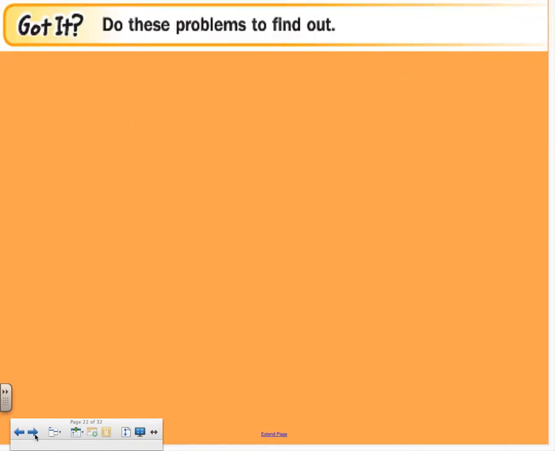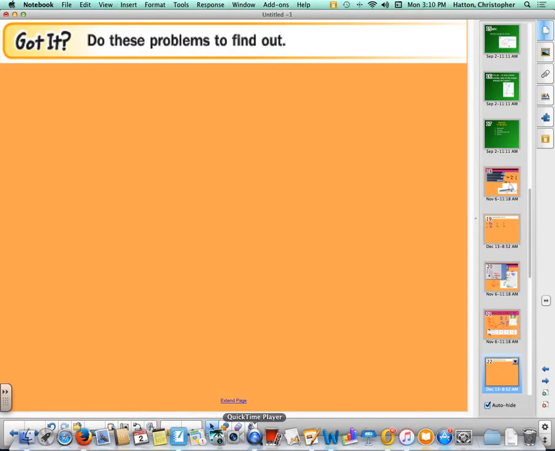Okay, there is another Got It. There's Got It B and C in the middle of page 183. Please do that now. B and C on 183.